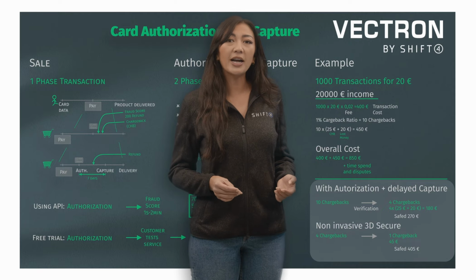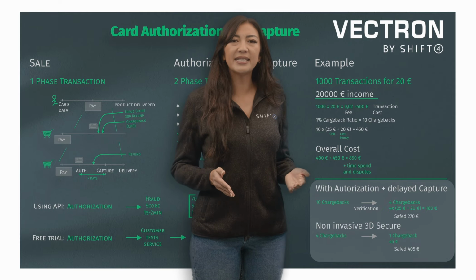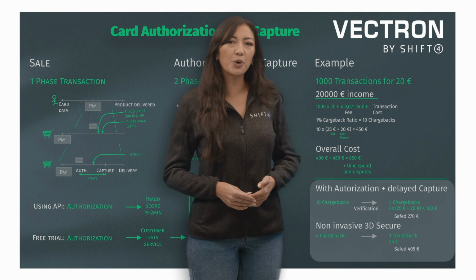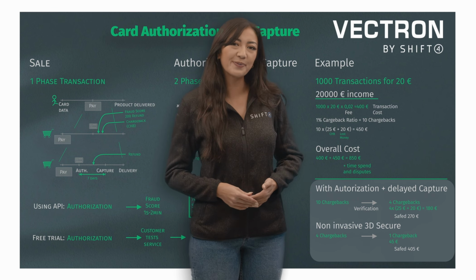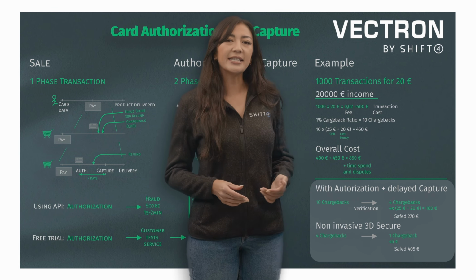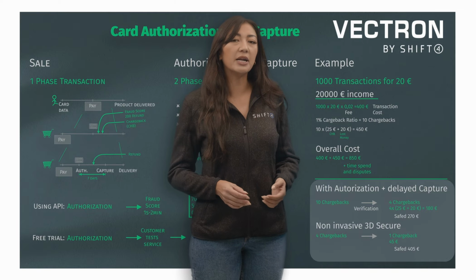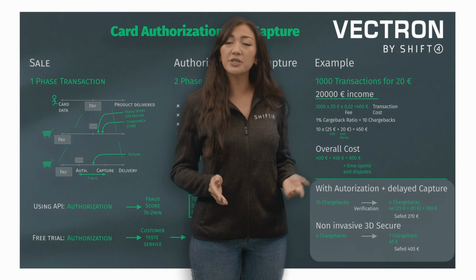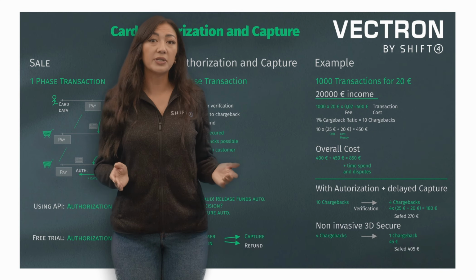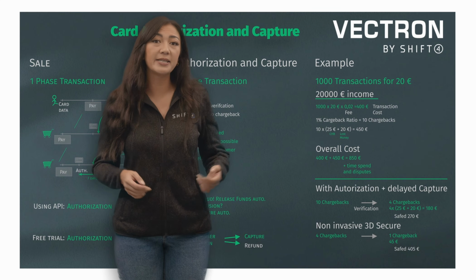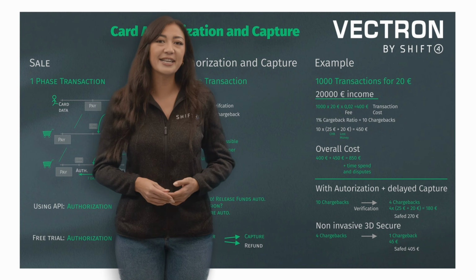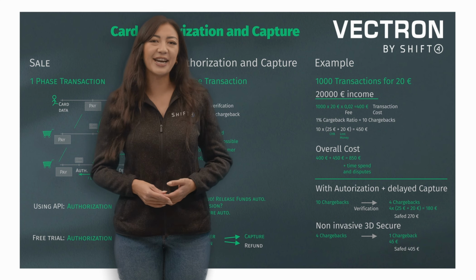If the merchant takes one step further and implements the non-invasive 3D Secure from Shift4, the number of chargebacks is even reduced to just one chargeback. This means that the cost for the merchant in the example would only be 45 euros for 1,000 transactions instead of 450 euros, a savings of 405 euros. To summarize, the authorization and capture services from Shift4 enhance business processes, assist merchants in saving money, and guarantee the security of the business.